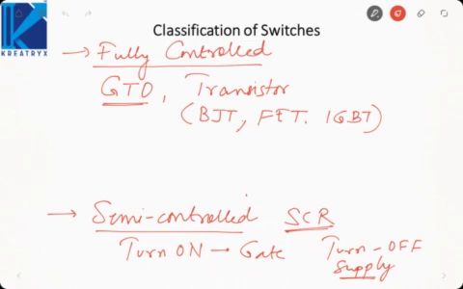The next classification of the switch is on the basis of the polarity of the blocking voltage and the direction of current flow through the device. Now the first category in this is the unipolar switch.